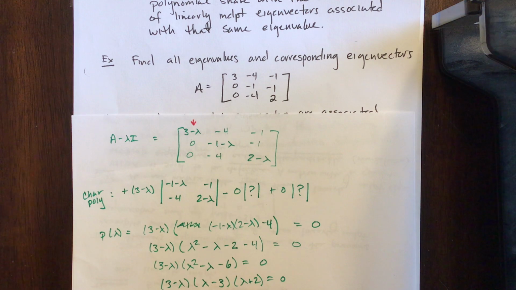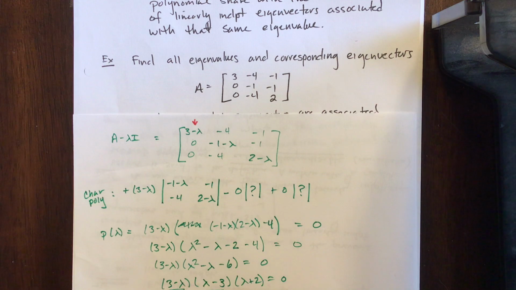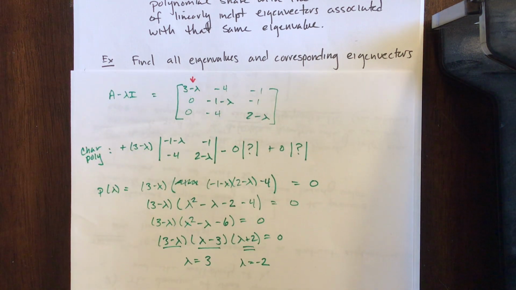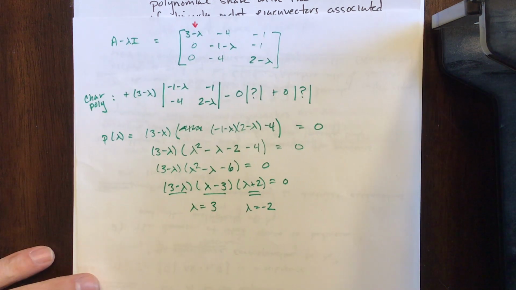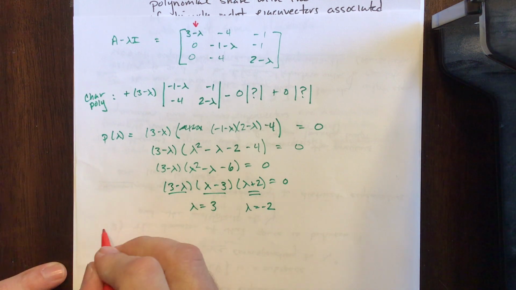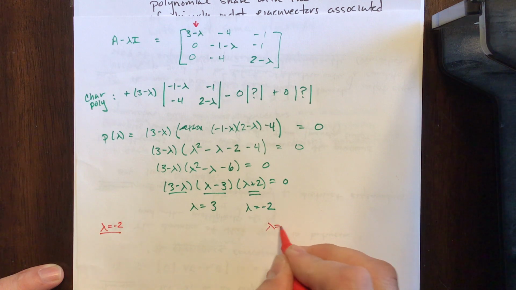And so what are our potential eigenvalues? We get lambda equals 3 and lambda equals negative 2. Okay, so there's lambda equals 3, there's lambda equals 3, there's lambda equals negative 2. All right, so now we find the corresponding eigenvectors. So let's look at lambda equals negative 2, and we'll look at lambda equals 3.